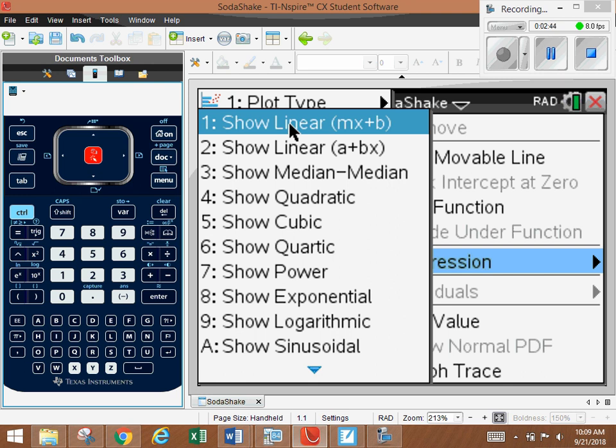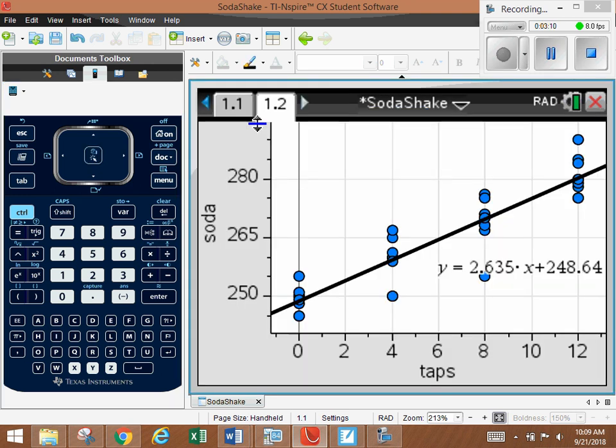But for now, just because I'm old school, I'm going to go with mx plus b because it's just the way I look at a linear equation. A plus bx is the way that statistics shows us. As long as we know one is our y-intercept, one is our slope, and x is just our values of our explanatory variable, we can use either of them. So I'm going to use this one.